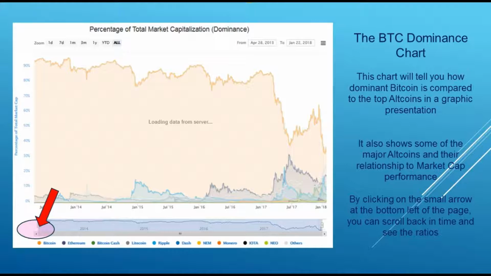By clicking on the small arrow at the left bottom corner, where the arrow is showing, you can scroll back in time and see the ratio. So you can keep going back and seeing how much Bitcoin dominance was compared to the altcoins over time. And it does fluctuate. And you can see that the price has a very big correlation to what the volume is in the whole market.